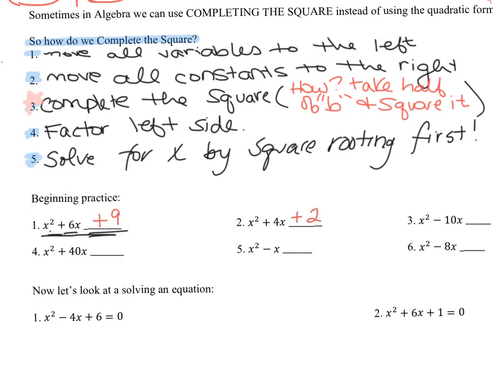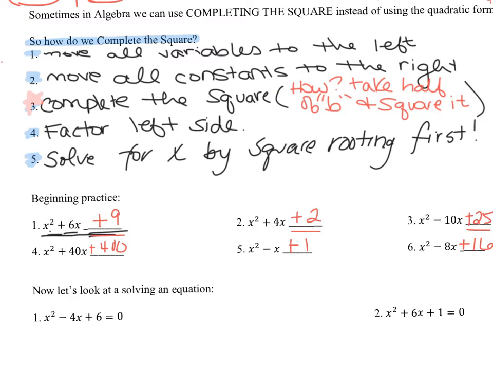Let's do number 3. Number 3, b is negative 10. So what's half of negative 10? Negative 5. Square it. Negative 5 squared is positive 25. Notice whenever you square, it always ends up positive. So your last term is always positive. I want you to go ahead and pause this video, and I want you to do 4, 5, and 6 on your own. So I put the answers on the board, so hopefully you got the same answers. If you didn't, make sure you ask questions.